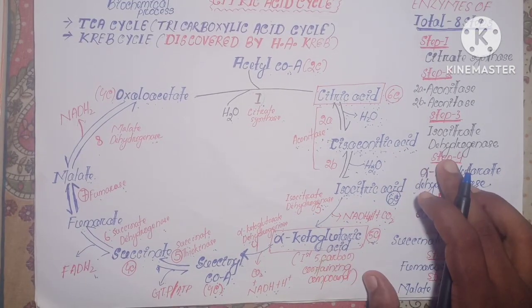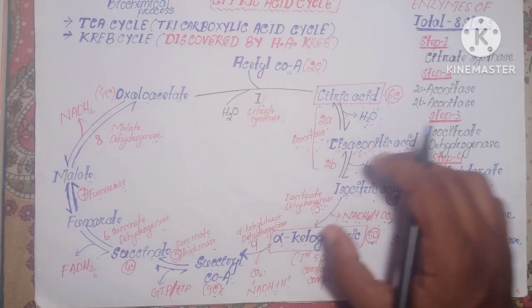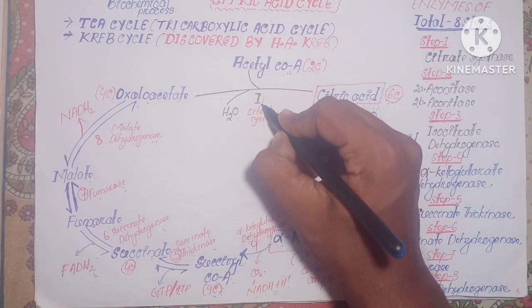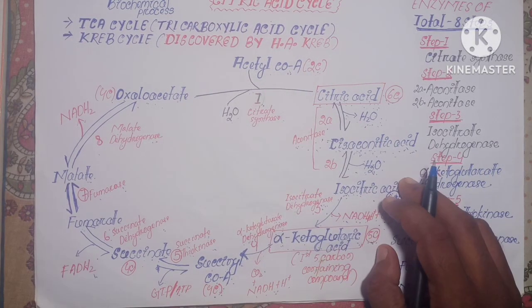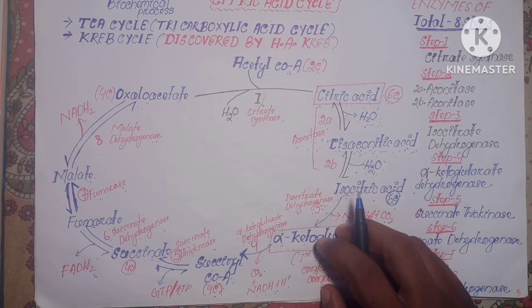One thing we should remember is, in all these 8 steps, which are the reversible and which are the irreversible steps? In step 1, step 3 and step 4, these 3 steps are irreversible in nature and the remaining 5 steps are reversible in nature.